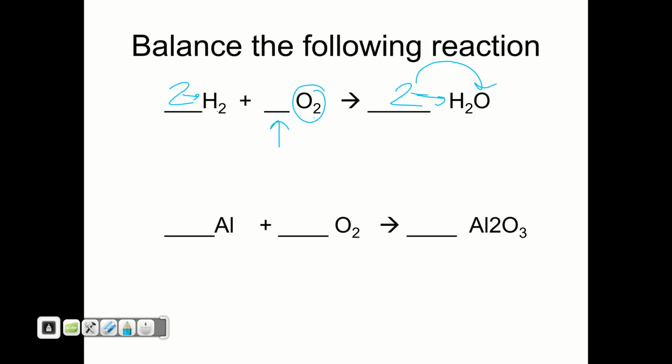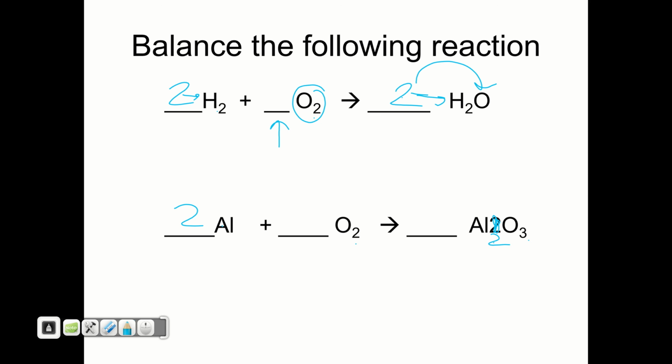All right, how about this next one? This is a little mistake here. This should be Al2, lower down below. All right, let's look at this one. I have 1 Al, I have 2 Al, so I'm going to put a 2 in front of this. So aluminum's balanced. I have 2 oxygens, 3 oxygens.